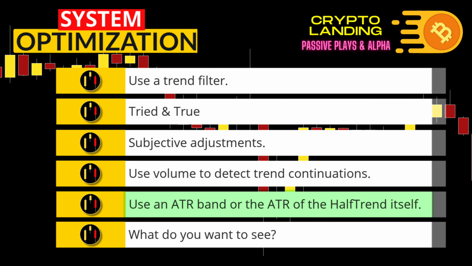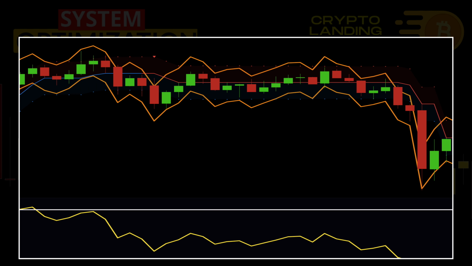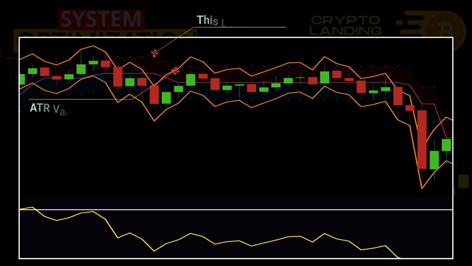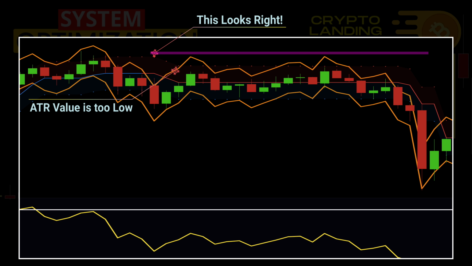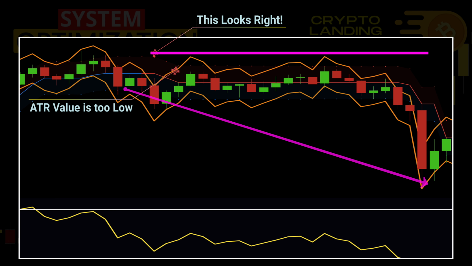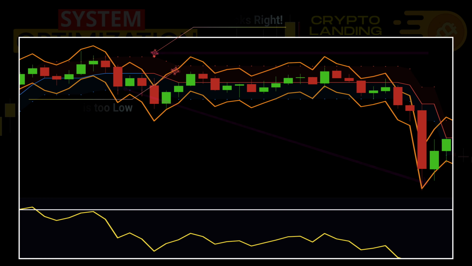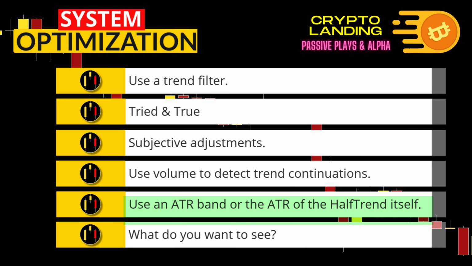Next, and this too is an option in the TradingView script, you can alter the ATR value of the trigger candle as the stop, which can get you in with a very good risk to reward ratio that takes into account market volatility. What do you want to see?